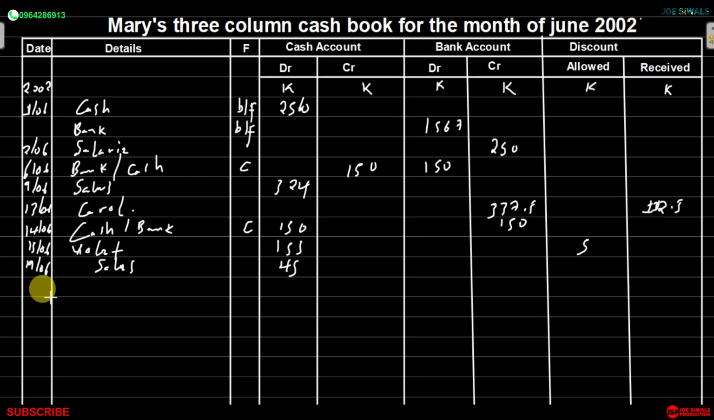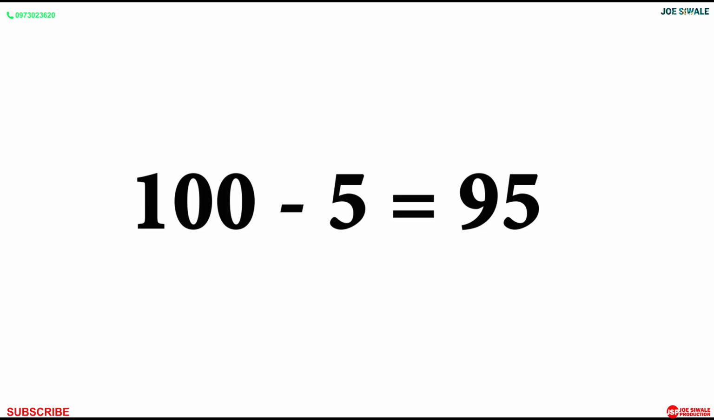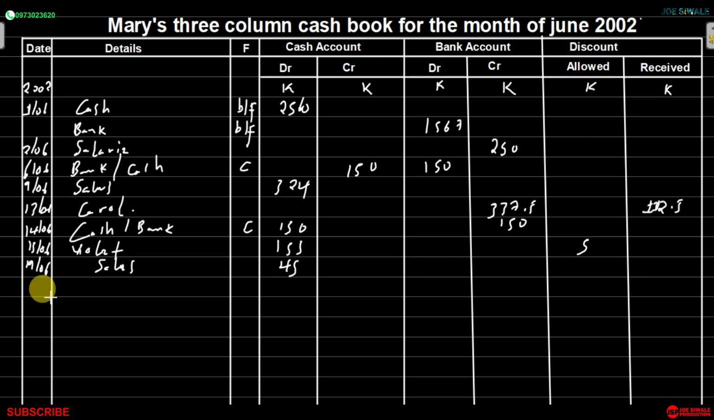And since we paid by check, that means that money was going out of the business, and the amount of money that we're going to record on the credit side of the bank account, we're going to say 100 minus the 5 kwacha discount that we received, and we're going to have 95. So we can say 25th of June. In our details, we're going to say Michael. Since we paid Michael by check, we're going to credit the bank account by 95. And since we received discount, we're going to record our 5 kwacha there.